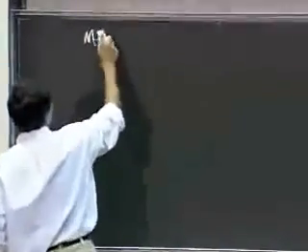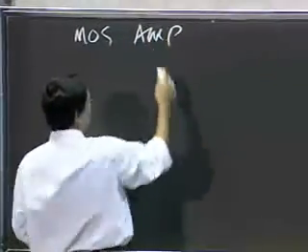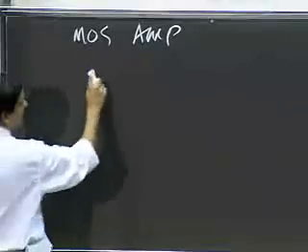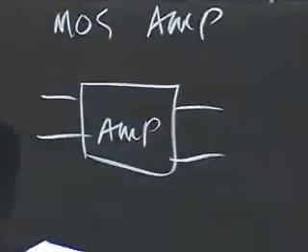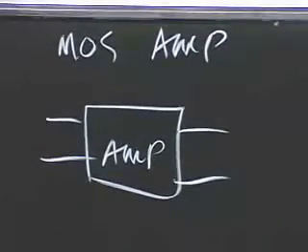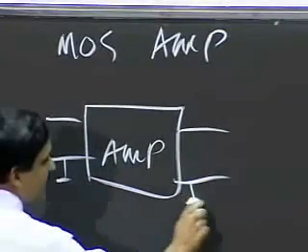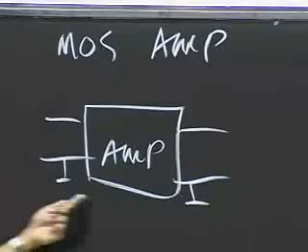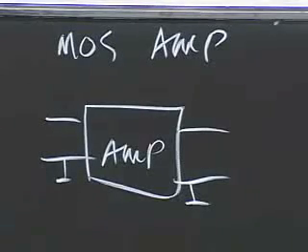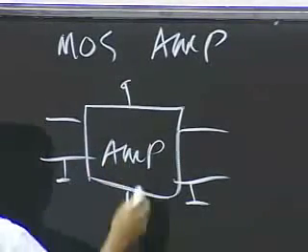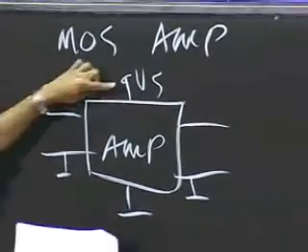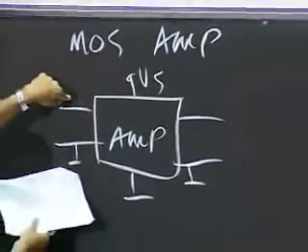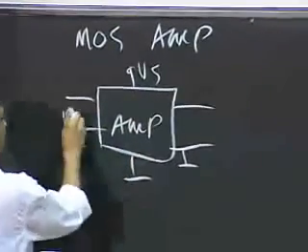So now let's do a MOSFET amplifier. Remember, my amplifier had an input port and an output port, and in general in our use, we're going to have a common ground, and we have a VS and a ground here as well. That's the power port of the amplifier, the input port, and the output port.